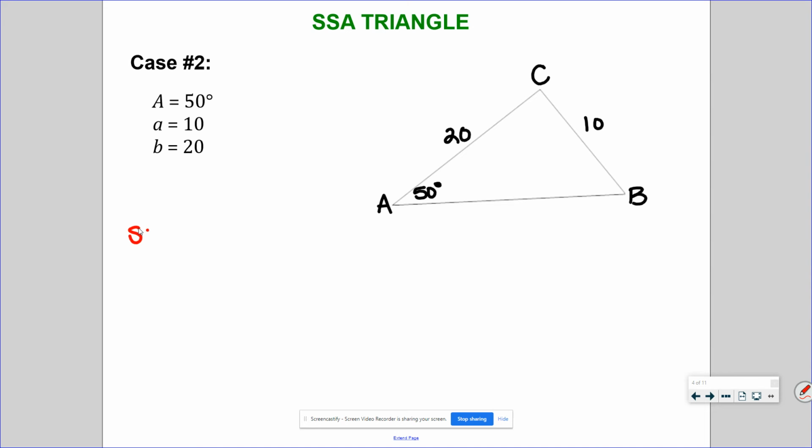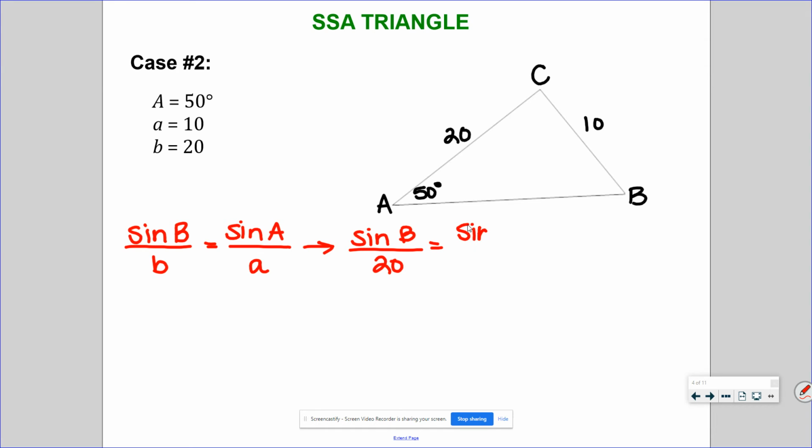Okay, I'm going to have to use sine B over B if I want to find B. And then what else do I know? I know angle A and side A. So let's go sine A over A since I know both of those values. Plug in what you know. I know side B is 20. I know A is 50. And I know side A is 10. Okay, cross multiply. You will have 10 sine of B equals 20 sine of 50. And we would be dividing by 10.